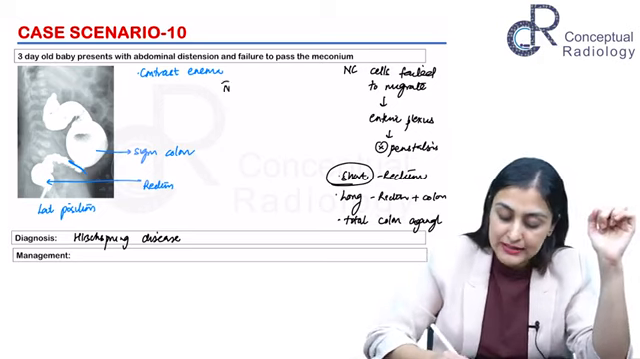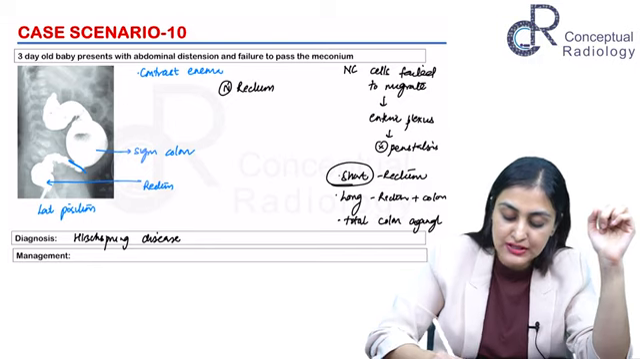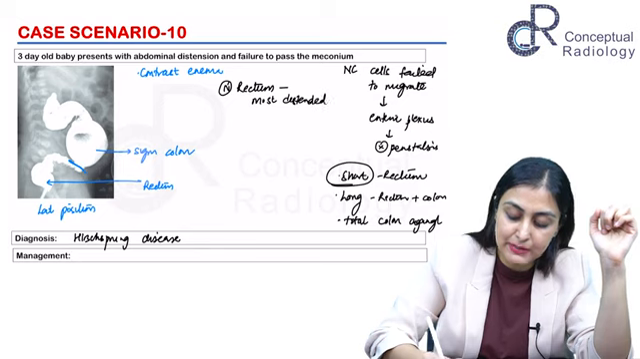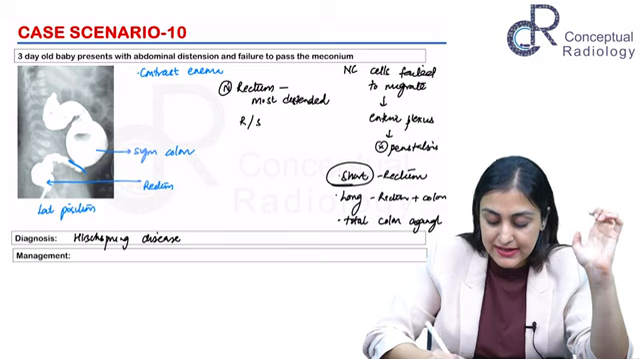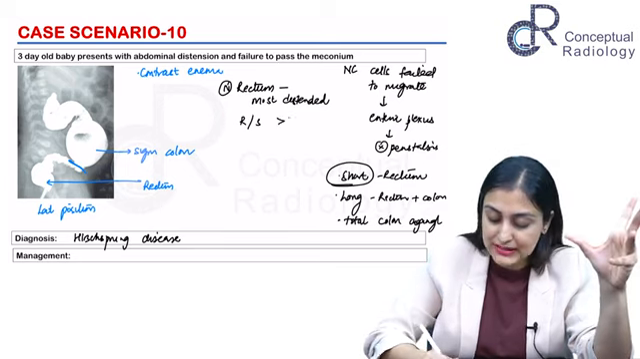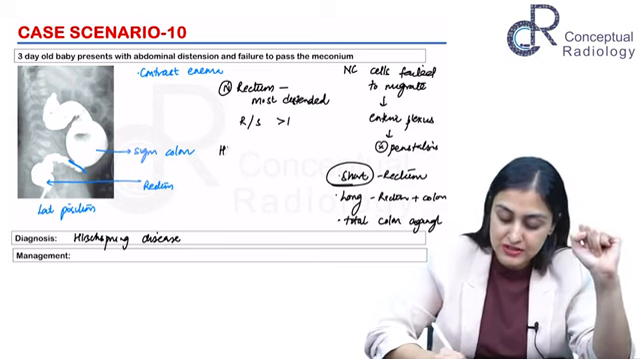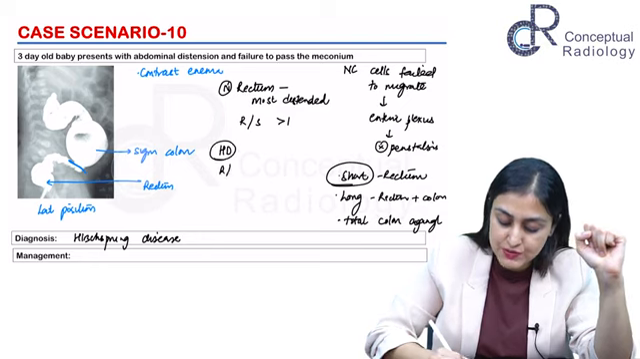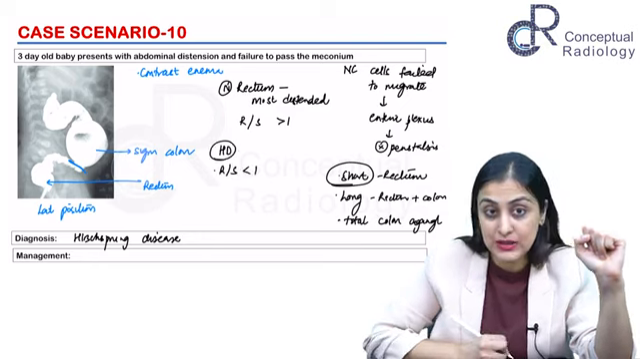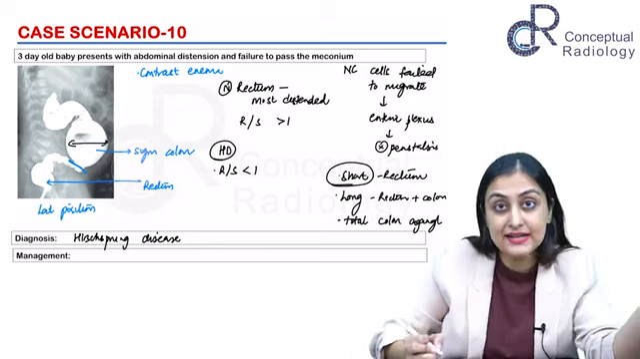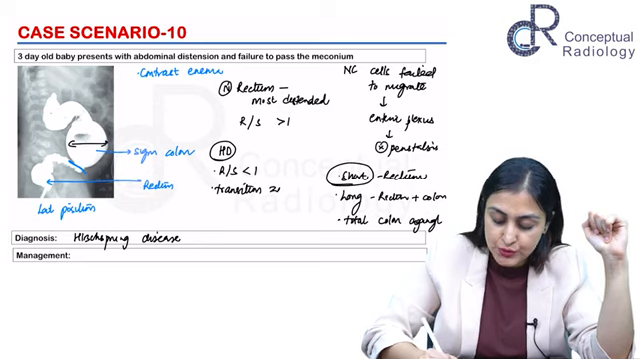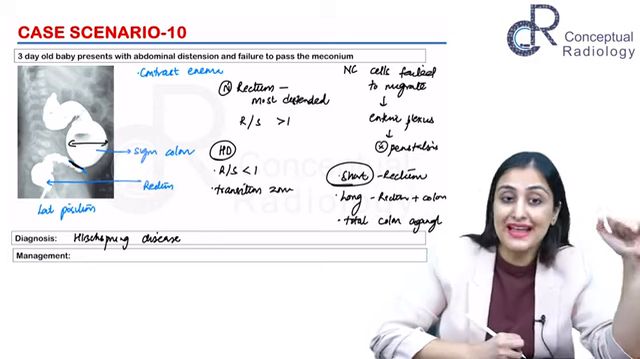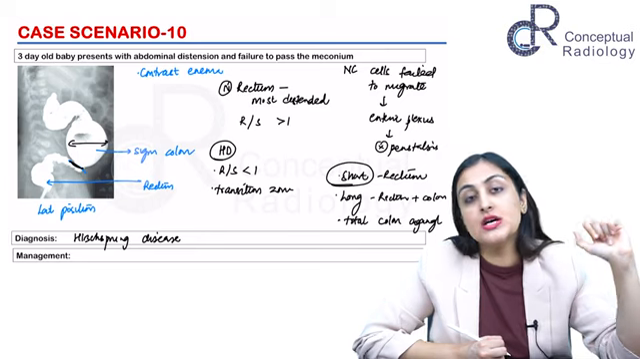Remember, normally the rectum is the most distended part on a barium enema, and the sigmoid colon is narrower than that, meaning the rectosigmoid junction is normally more than one. What happens in Hirschsprung disease is that this rectosigmoid junction becomes less than one. The sigmoid is more dilated than the rectum, and what you see is a transition zone. So there is a transition from the narrow rectum to the dilated sigmoid colon.